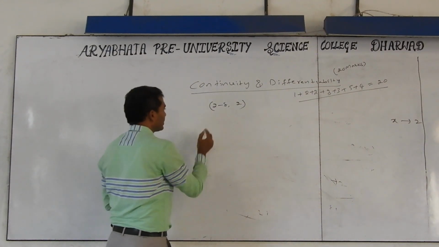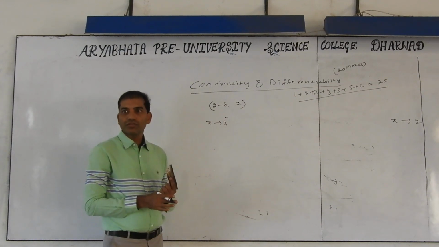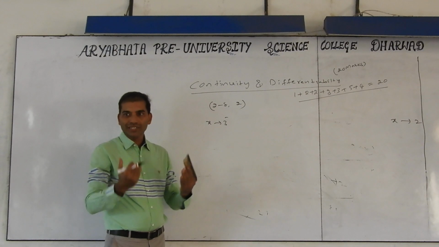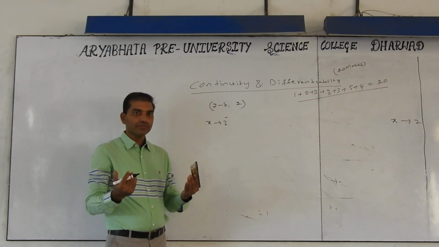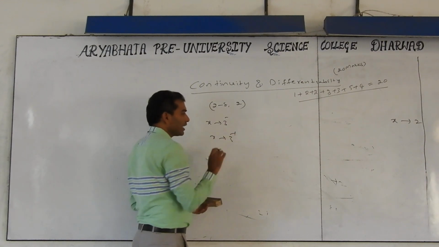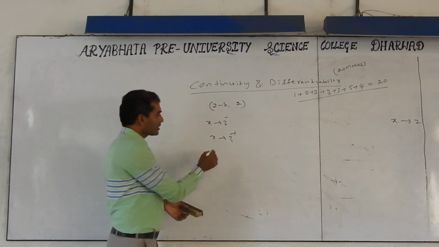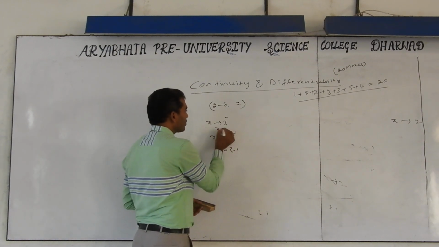x tends to 3 minus, tell me the value of x when x tends to 3 minus. X is below 3. Below 3, tell me one value. 2.9. Okay? X tends to 3 plus, above 3. 3.1. X is equal to 3.1. Here x is equal to 2.9.